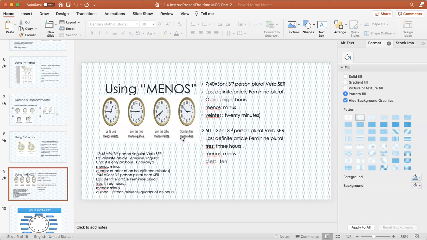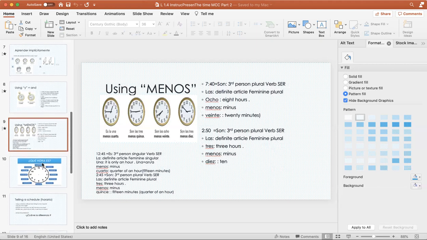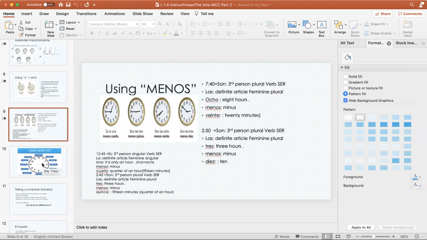Son las 3 menos 10. Again, it's 3 minus 10. It's 2:50. So again, we're trying to mention the time that we're trying to reach, which is 3 o'clock, but it's not 3 o'clock yet because we're still missing 10 minutes. So we will say it's 3 o'clock minus 10 minutes. Son las 3 menos 10. So far, so good? Yes? Es lógico. Sí. Sí, por favor.